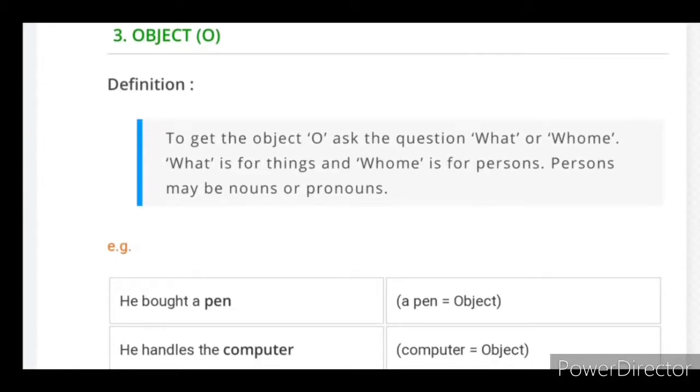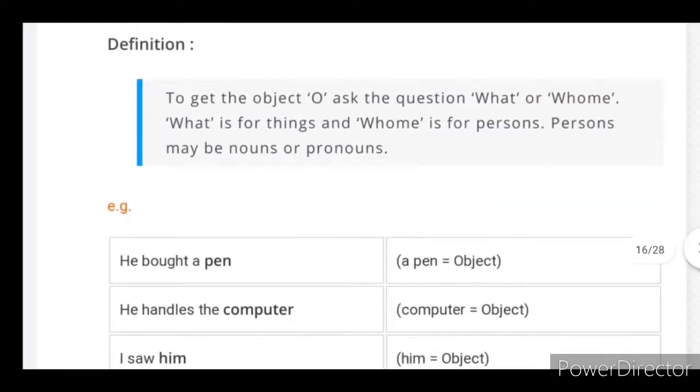So now let us see what an object is. To get the object, ask the question what or whom. What is for things and whom is for persons. A person may be a noun or pronoun. I hope you all know what a noun and a pronoun are. A noun is the name of a person, place, animal or thing. A pronoun is used instead of a noun.